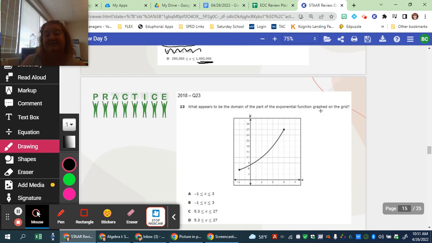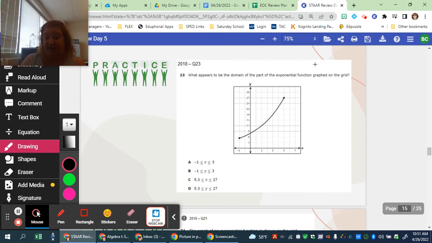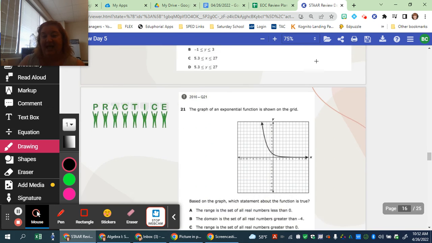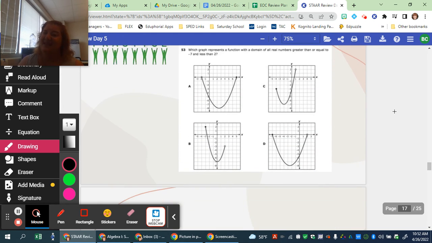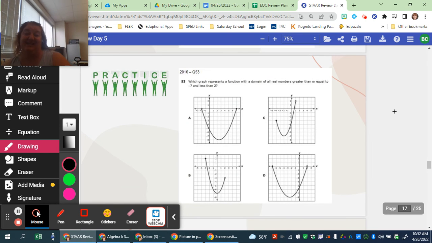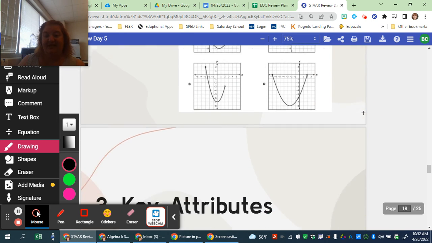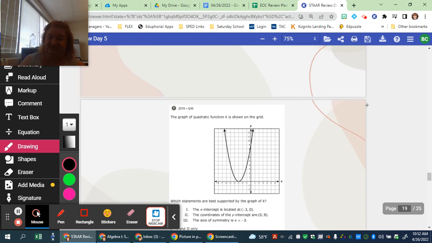Okay, let's move on. Practice time. Okay, here's a problem that you get to practice. And then here's another problem that you get to practice. And then guess what? Here's another problem that you get to practice.